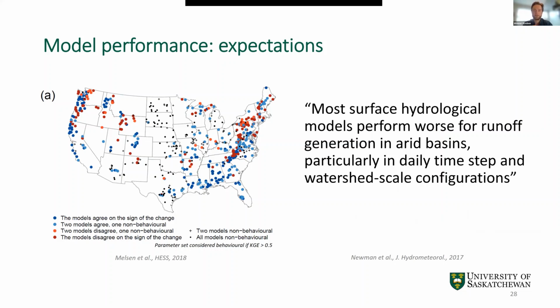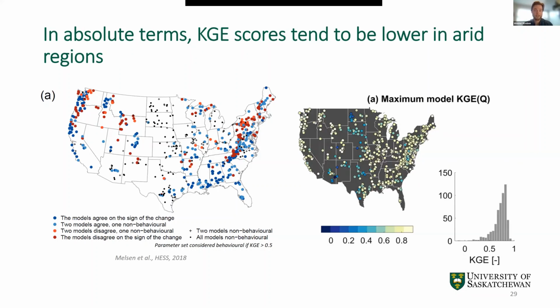Most surface hydrological models perform worse for runoff generation in arid basins, particularly in daily time step and watershed scale configurations. Now, that's exactly what we were doing. So why not see if we see this as well? And we do. So these are the KGE values during evaluation in each catchment, showing just the best model that we found. And this pattern exists here as well. Here, our KGE values are quite low. Same here. Not all of them are below 0.5, but they're not as high as 0.9 or something, which you get up here.